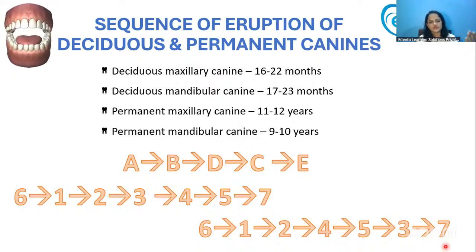Okay, there is a difference between the maxillary arch and the mandibular arch for the permanent dentition. This sequence you should study because they can ask questions regarding the sequence of eruption also. If you look at the mandibular arch, the canine is coming fourth in line, whereas in the maxillary arch, the canines erupt a little bit late, coming around sixth in sequence. Okay, sixth in number. So this is the sequence of eruption of the deciduous and the permanent canines.